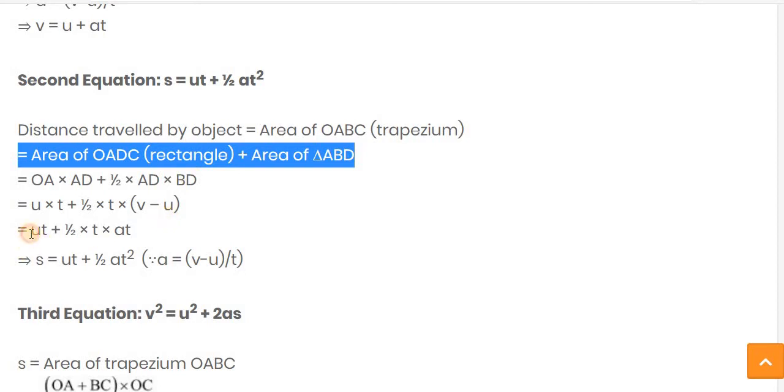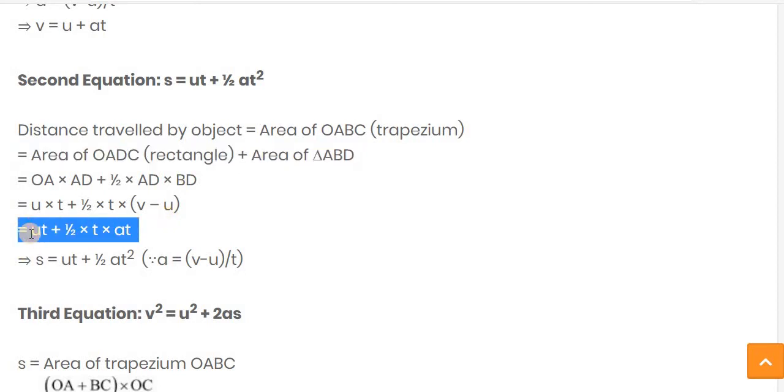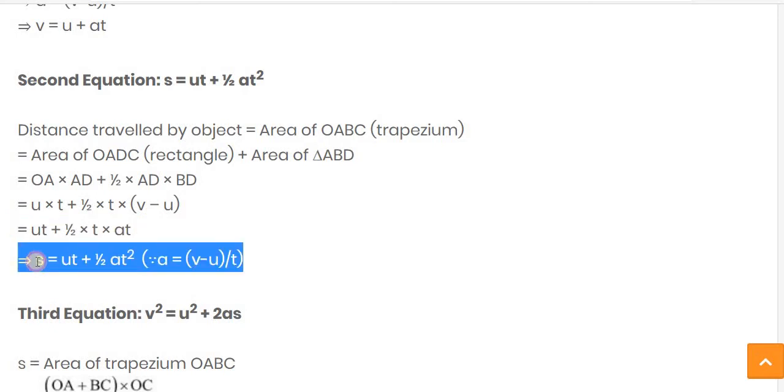So the next step, instead of writing down V minus U, we can write down, here you can see the formula is given, the acceleration formula, A is equal to V minus U divided by T. So this T is multiplied over here, so AT is equal to V minus U. So S is equal to UT plus 1/2 AT square. This is our second equation of motion.